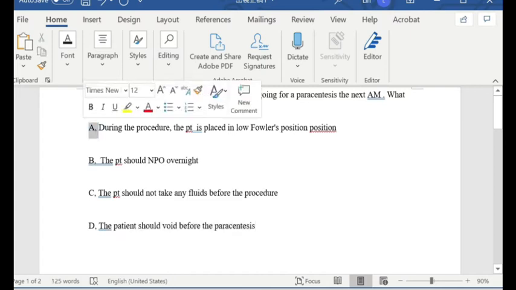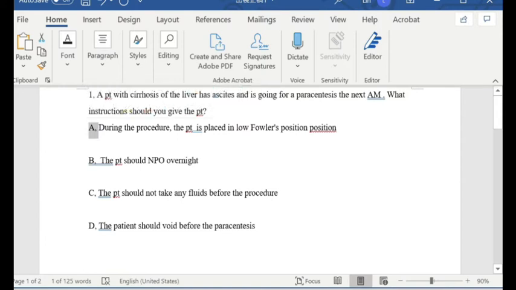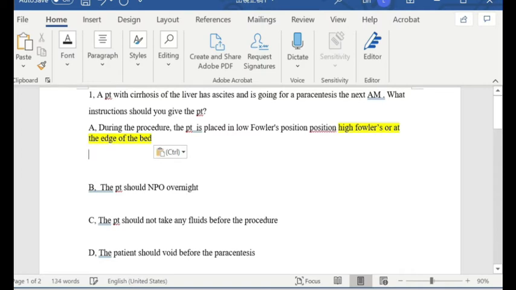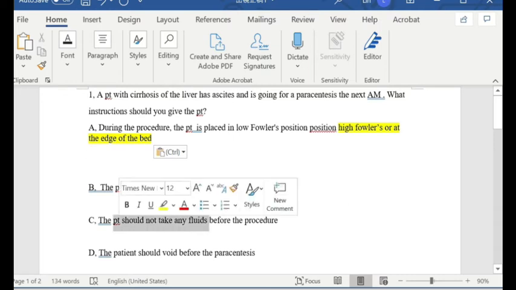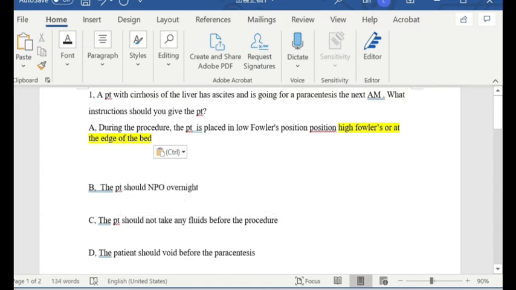Let's see A first. It says the patient should be placed in the low Fowler's position, and that is wrong. When patients have ascites, they have great difficulty breathing when lying flat or even sitting in the low Fowler's position. What you should do is place the patient in the high Fowler's position or at the edge of the bed. B says the patient should be NPO overnight. You don't have to do that, and that is wrong. And C, the patient should not take any fluids before this procedure, is wrong as well.